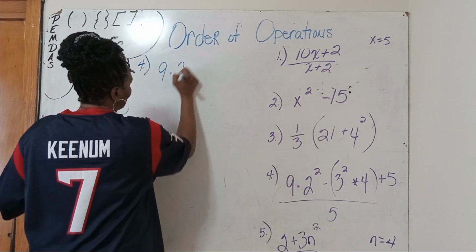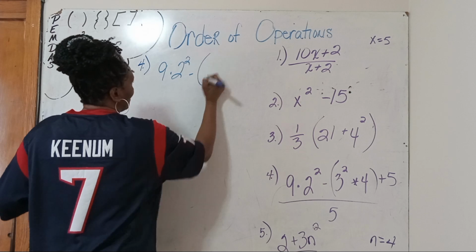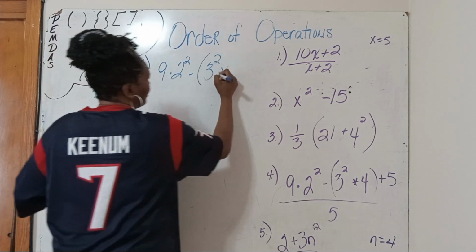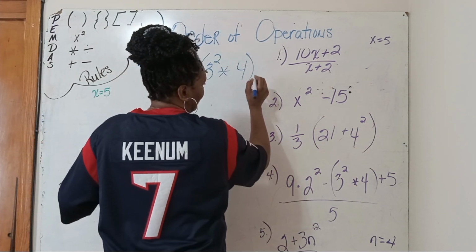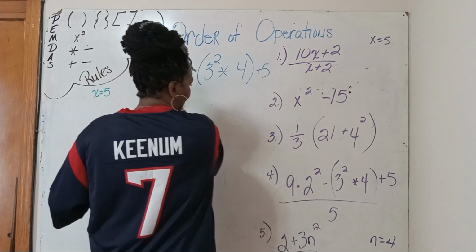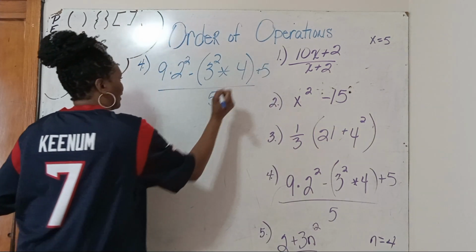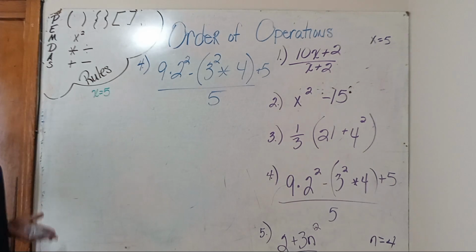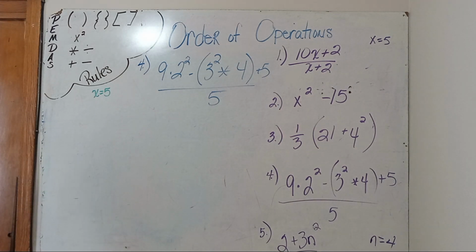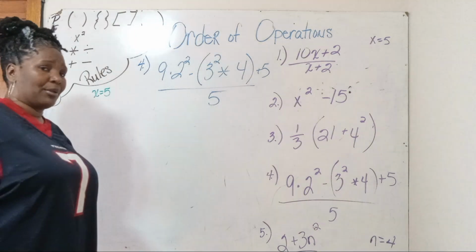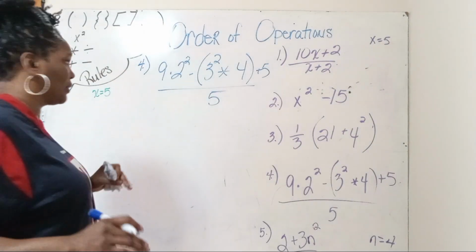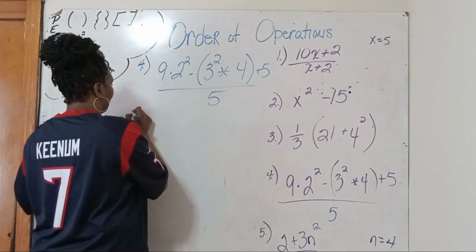9 times 2 to the second minus 3 to the second times 4 plus 5 over 5. Got a lot going on here. But guess what? We know the rules, so we don't have to panic. So, order of operations tells me deal with what's in parentheses first. So I just bring the rest of this stuff down.